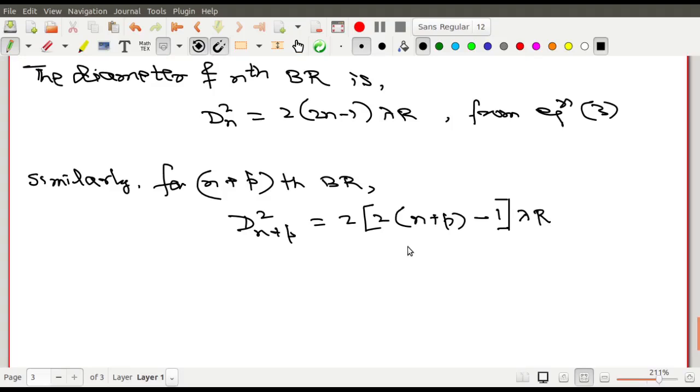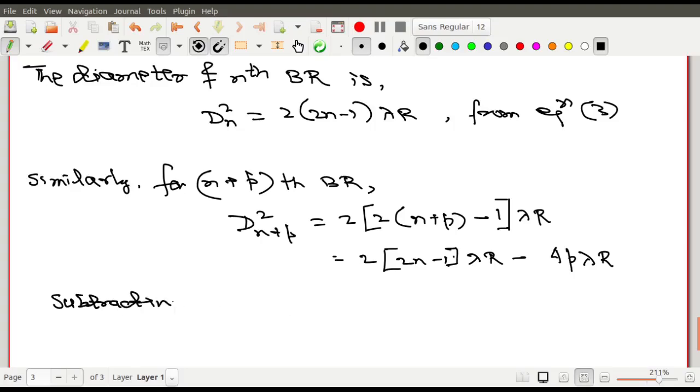Now if I calculate this out, it turns out to be 2 into (2n minus 1) lambda r. This is one term, and then I have 2 times lambda r. Oh, sorry, the second term should be 4p lambda r. So that is what I have at this moment. Now if I subtract these two, you understand why I separated them out, so that it will lead to some easy cancellation.